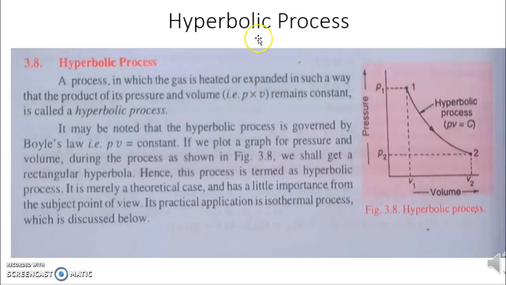Next is hyperbolic process. It is a process in which gas is heated or expanded such that the product of pressure and volume is constant. It's called hyperbolic process because the shape of the curve is a rectangular hyperbola. It is a theoretical case, but its main application is isothermal process, which will be discussed below.